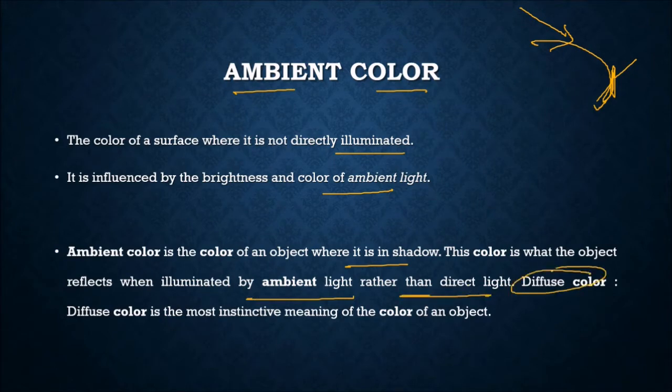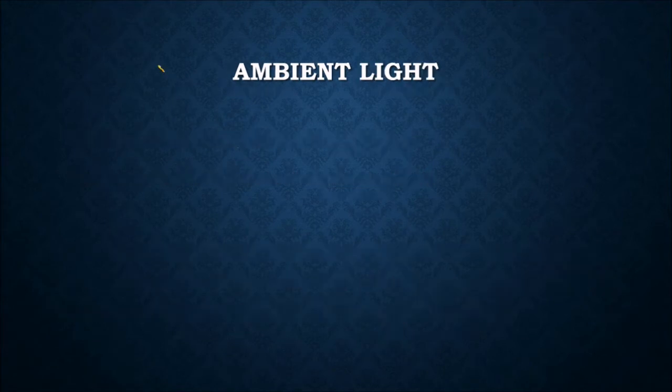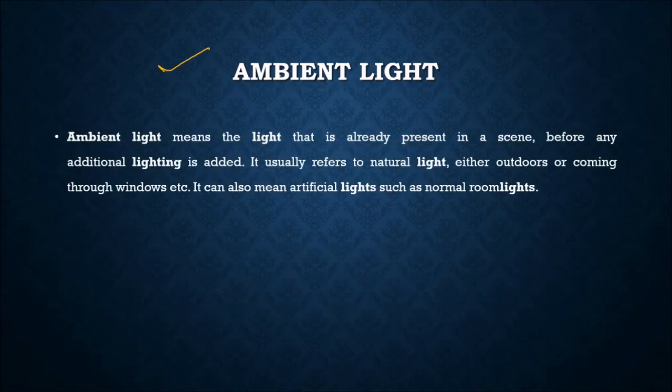We also have a diffuse color, which we'll talk about later, but we must know it here. Diffuse color is the most instinctive meaning of the color of an object. Now we must know what ambient light is. Ambient light means the light that is already present in a scene, before any additional light is added. It usually refers to natural light, either outdoors or coming through windows. It can also mean artificial light such as normal room lights.